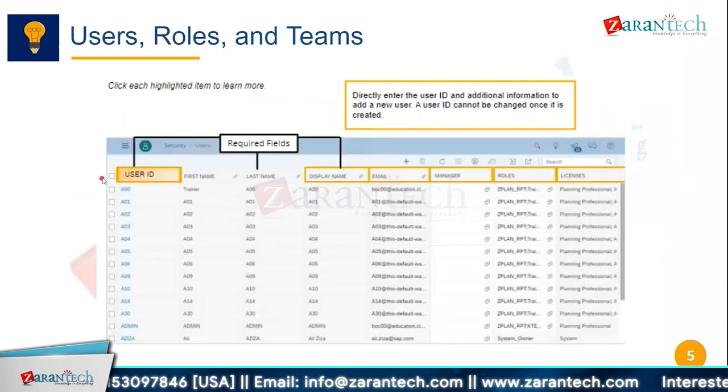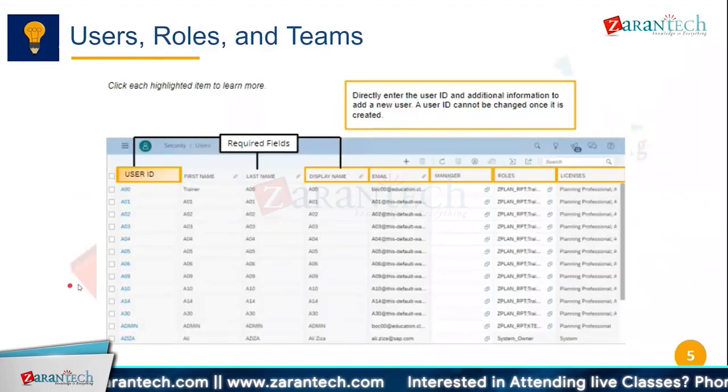So in SAC, this is how the user screen looks. In case you would have seen, we have three horizontal lines, which is a navigation bar. If you click on that, you will have Security. Under that, you will have Users. By default, in our example, the user management is disabled because of the trial account.